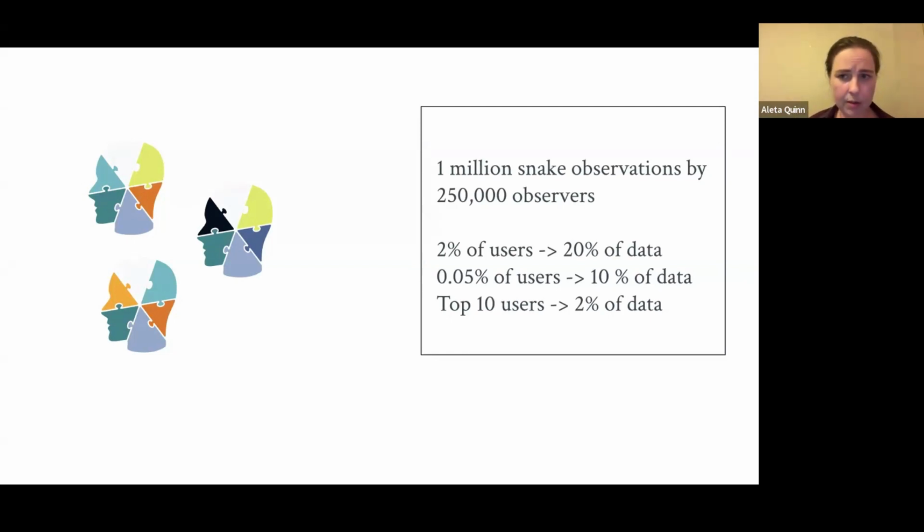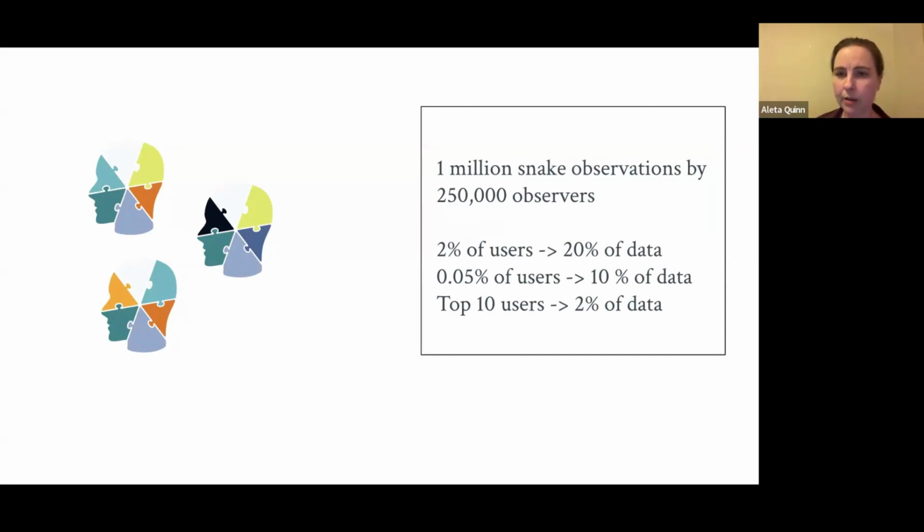To give an example, I looked at all the observations of snakes in the database iNaturalist. There were about 1 million. They were contributed by a total of 250,000 people. So 250,000 people contributed at least one observation of a snake. But I counted up that 2% of those 250,000 people had contributed 20% of all that data. And indeed, 0.05% of users were responsible for 10% of all the observations, and the top 10 contributors alone were responsible for fully 2% of the 1 million observations.